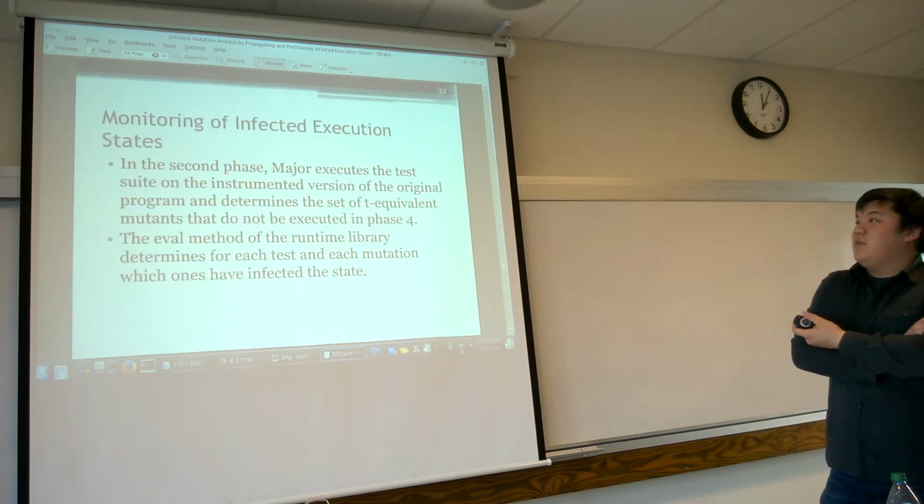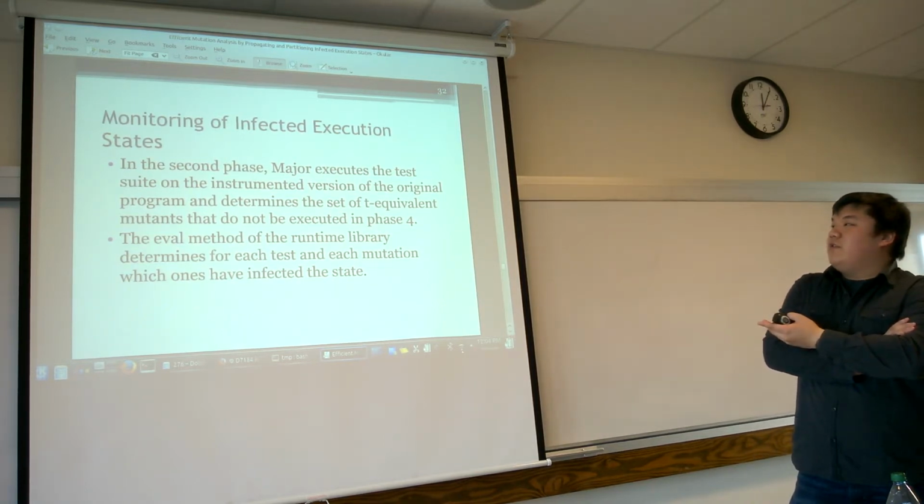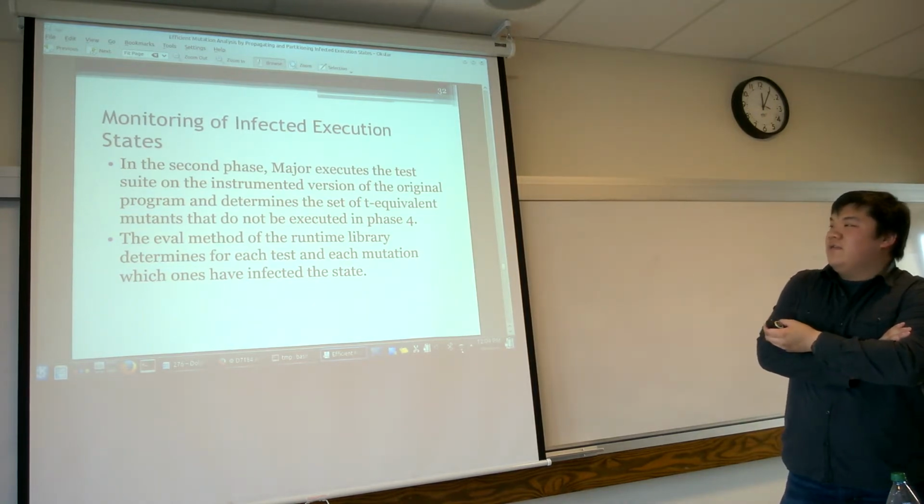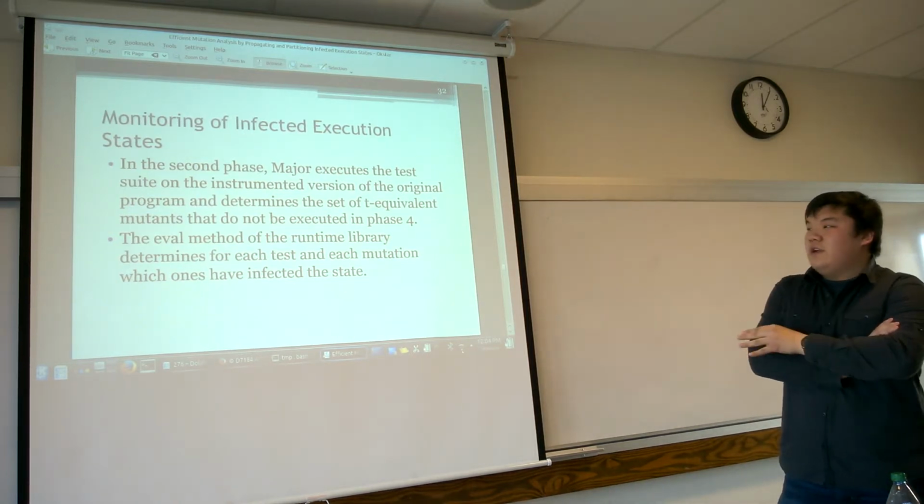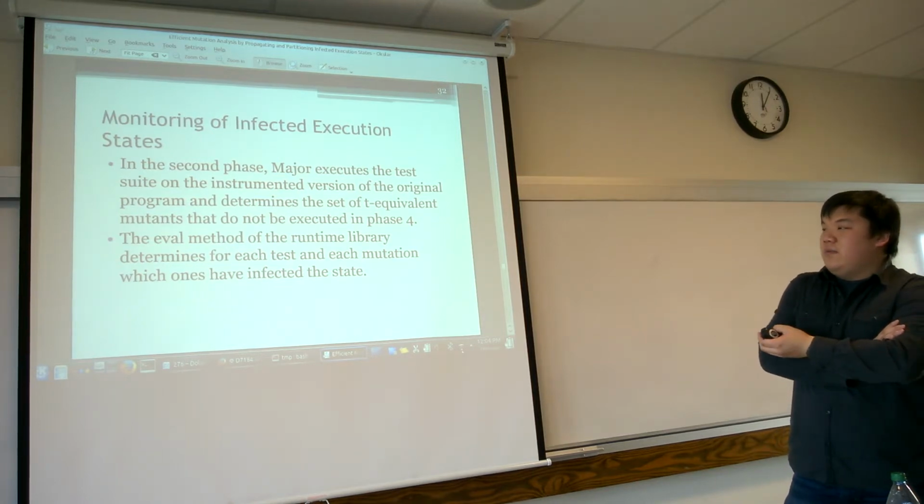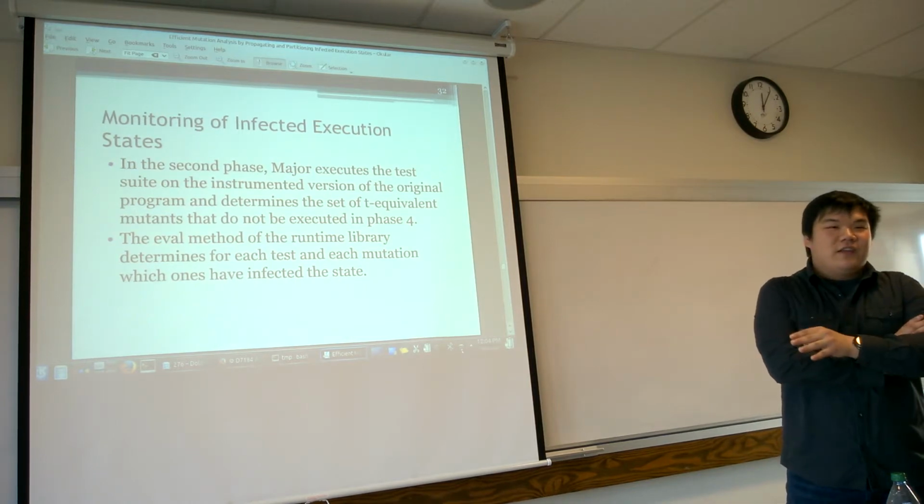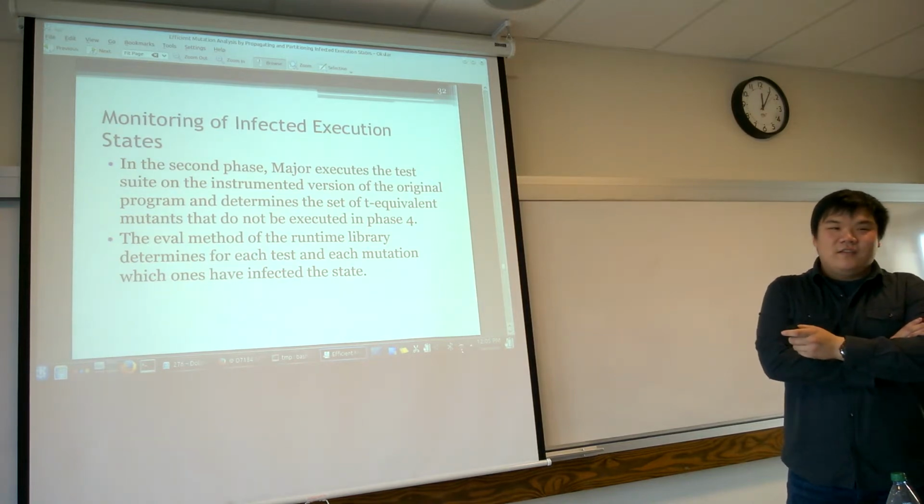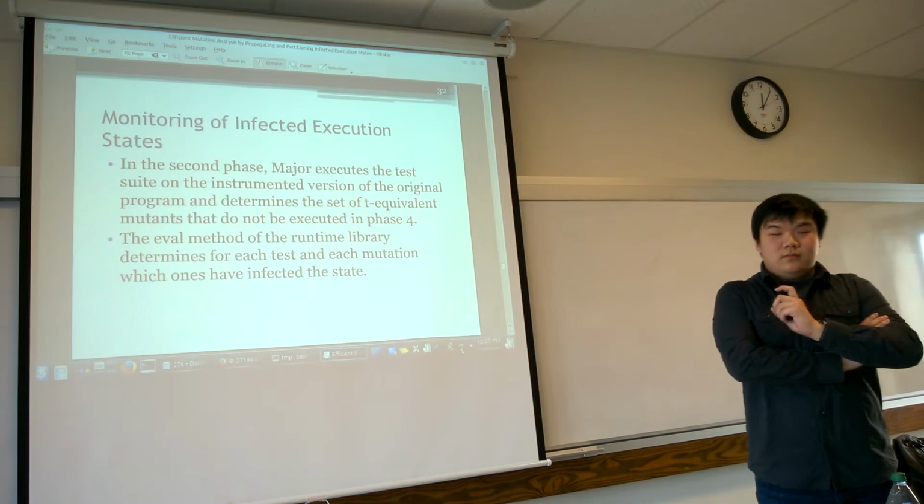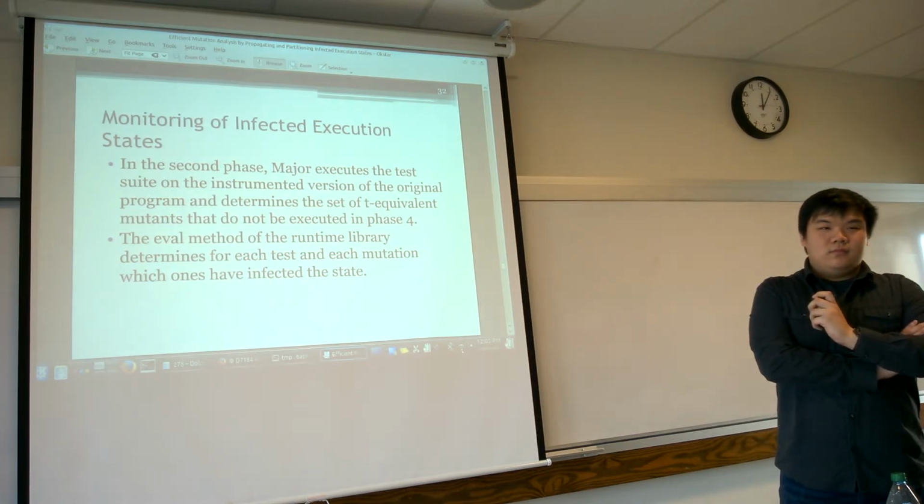So then it talks about monitoring the infected execution state. In the second phase, Major executes the test suite on the instrumented version of the original program and determines the set of T-equivalent mutants that do not need to be executed in the fourth phase. It also talks about how the eval method of the runtime library determines for each test and each mutation which ones have actually infected the state. So it basically just monitors and checks if it's infected the state. That eval then knows what the original behavior was, knows what all the mutants do, and can just keep track. Basically do the entire analysis. Nice.